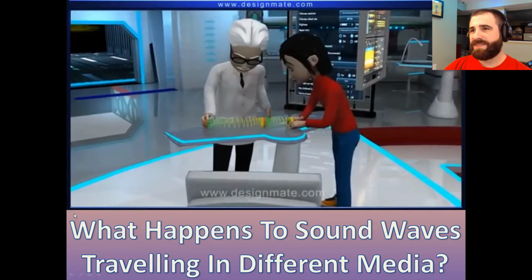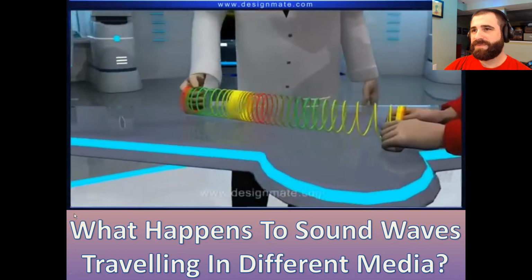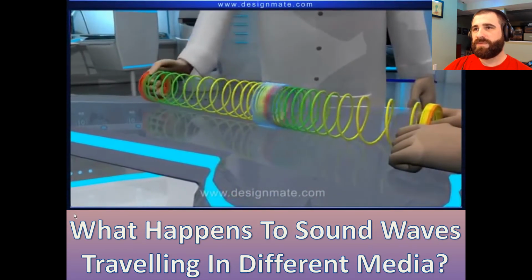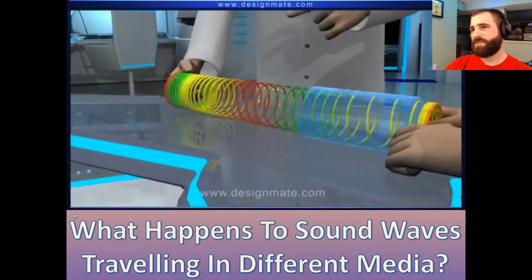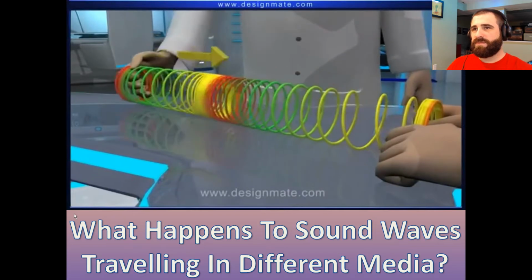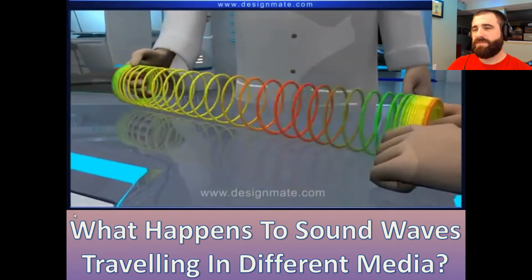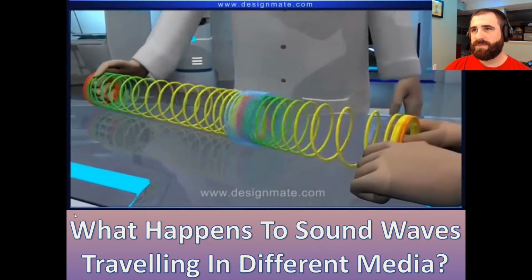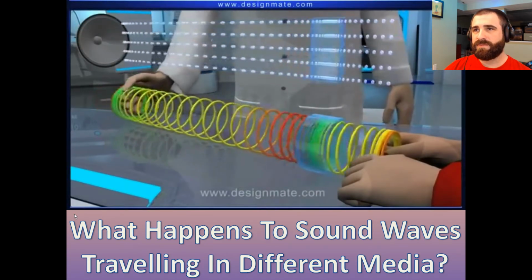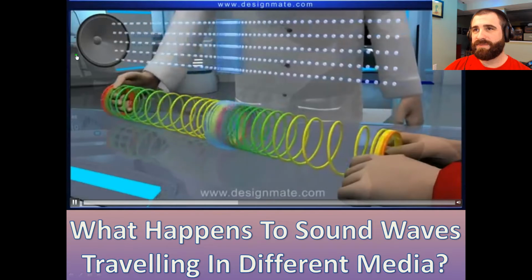And then pushing it towards Emily. Watch closely, and you will notice that some of the coils crowd close together and then slowly move farther apart. Rarefactions. This is because the vibrations are parallel to the direction of the wave. If the wave moves from right to left, then the particles also vibrate from right to left.